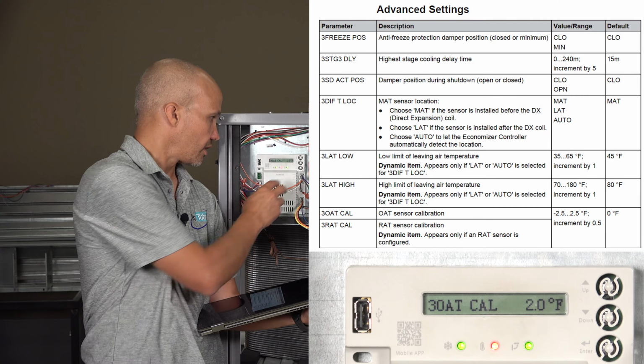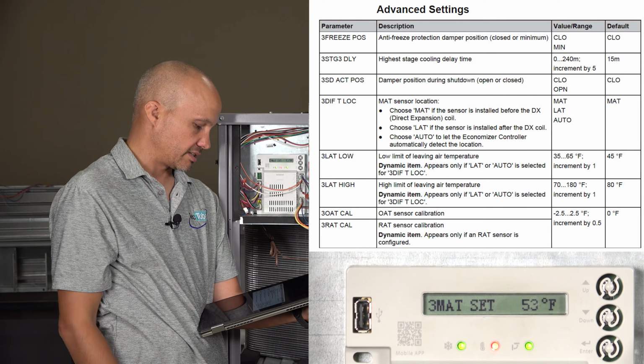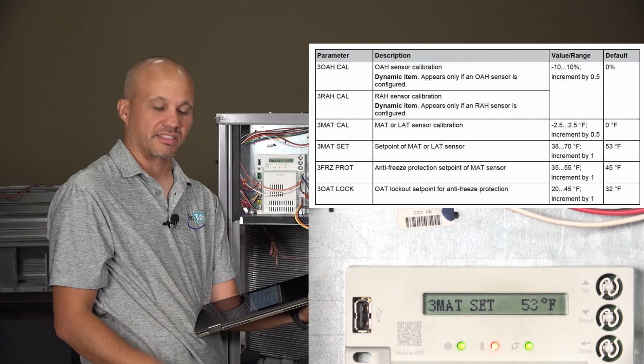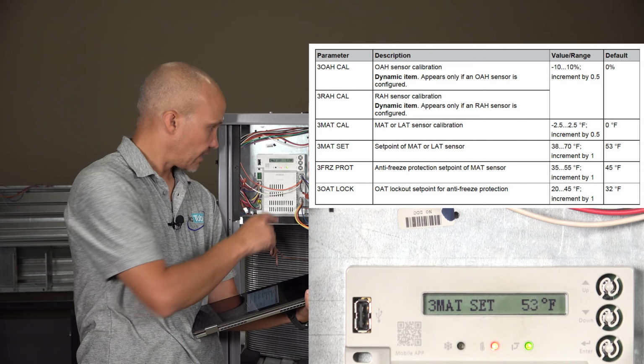And the same thing would work that way for return air temperature, mixed air temperatures, humidities. You can adjust those. Humidities are plus or minus 10%. Temperatures are plus or minus 2.5 degrees.